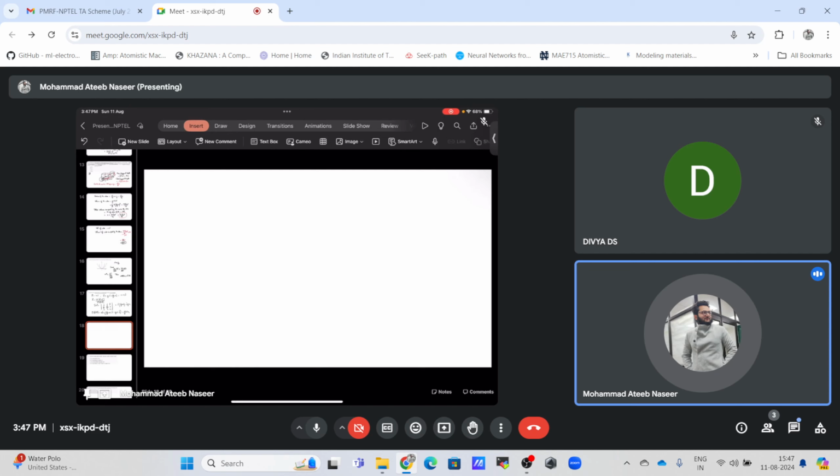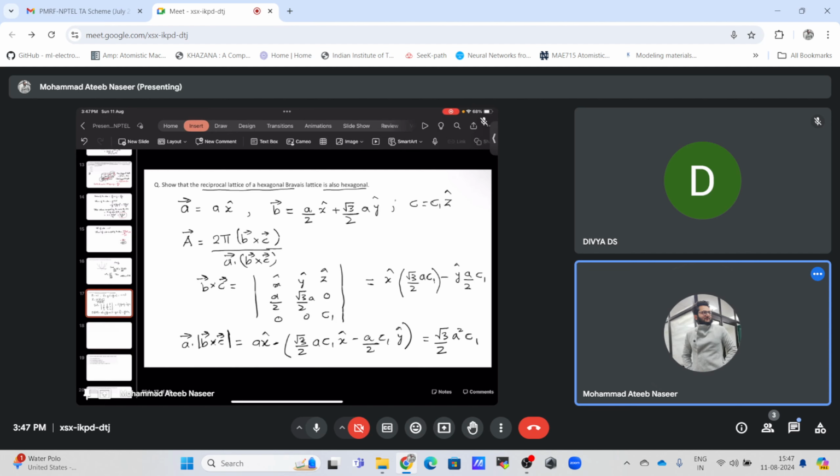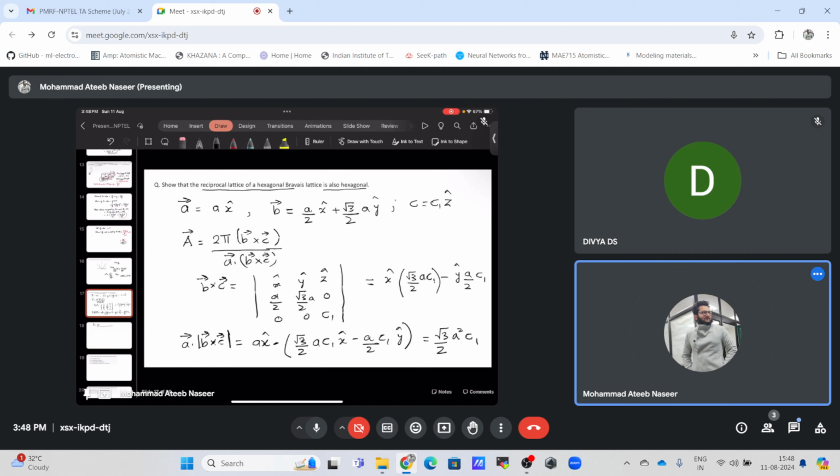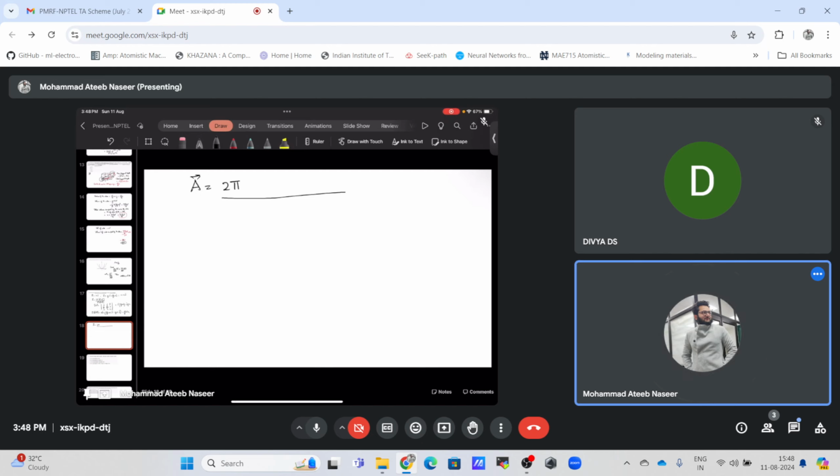Now if we put this value back over here, it will simply be a star is equal to 2 pi times B cross C, which is x hat root 3 a by 2 c1 minus a times c1 by 2 y hat, divided by the volume, which is root 3 by 2 a square c1.